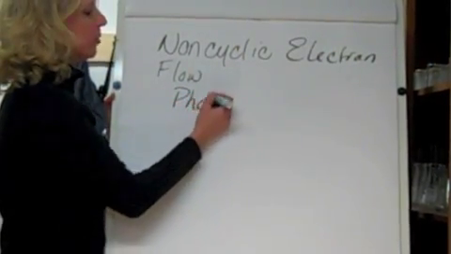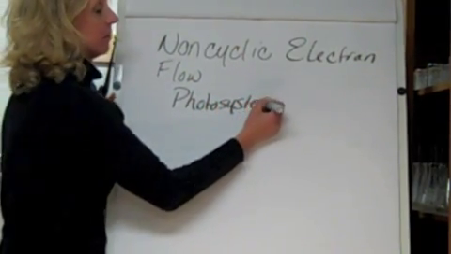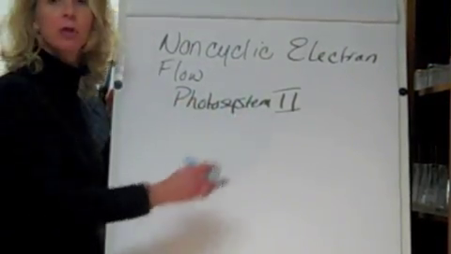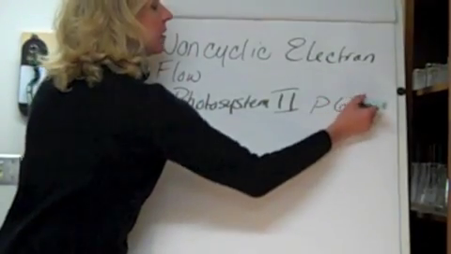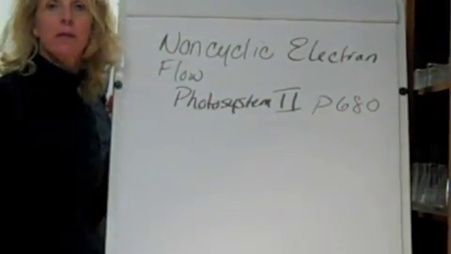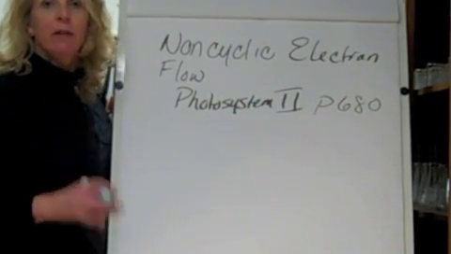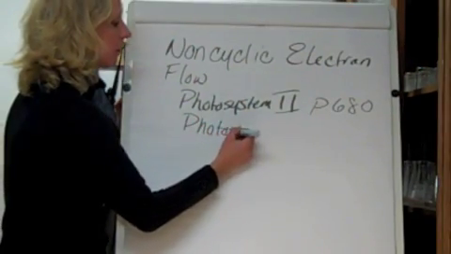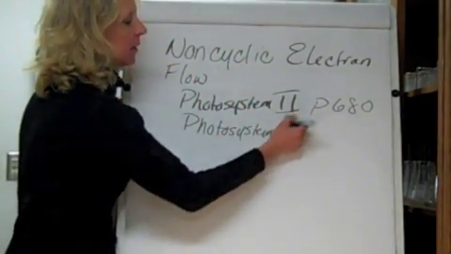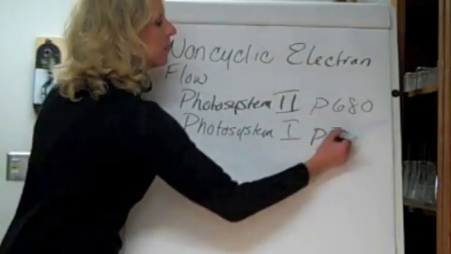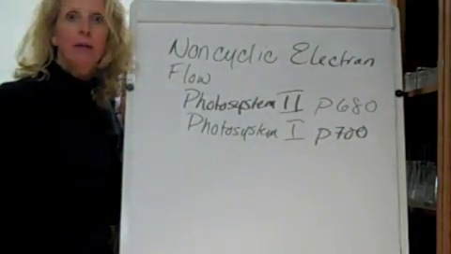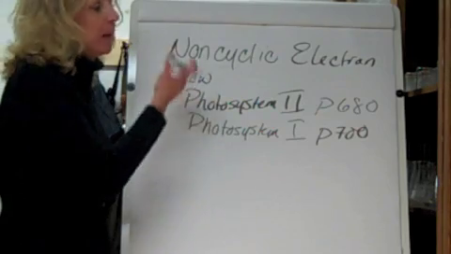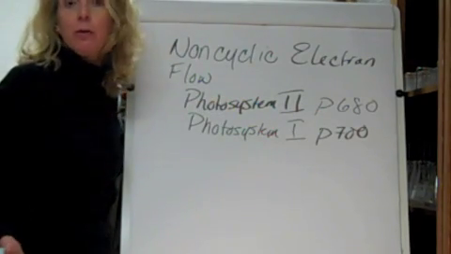Photosystem 2 came second if we look at evolutionary ways, okay? Photosystem 2 came second. Its P680 means that it absorbs optimally at the wavelength of 680 nanometers. Photosystem 1 came first, hence it's number 1. And it absorbs optimally at a wavelength of 700 nanometers. So some things happened over time, and we ended up with 2 different photosystems. And it actually works pretty well for the plant.